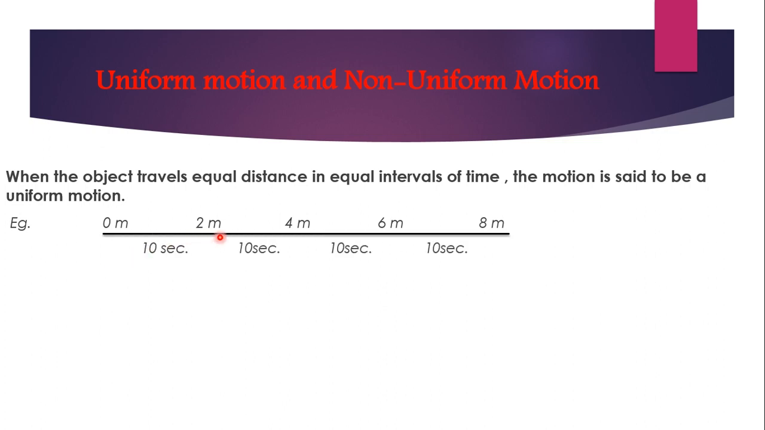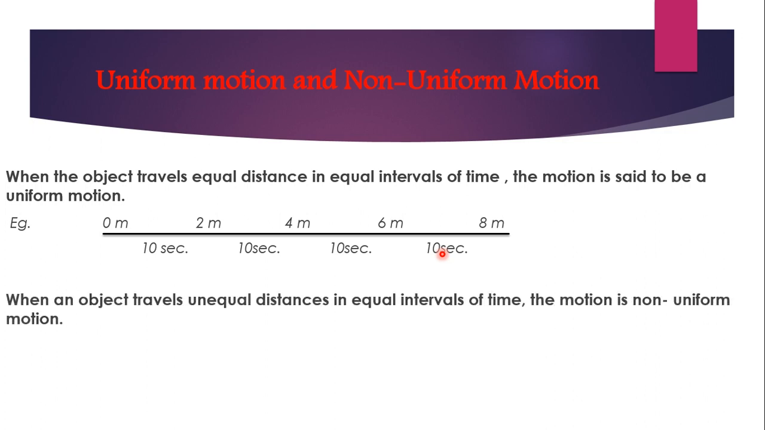For example, in this example, we can see an object starts from 0 and reaches 2 meter in 10 seconds, and then it reaches 4 meter in again 10 seconds, and then to 6 meter it again takes 10 seconds. So for every 2 meter of travel, the object takes 10 seconds. So it is covering equal distance in equal intervals of time. So this is an example of uniform motion. In uniform motion, the object covers an equal amount of distance in equal intervals of time.